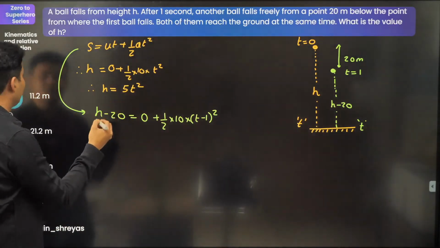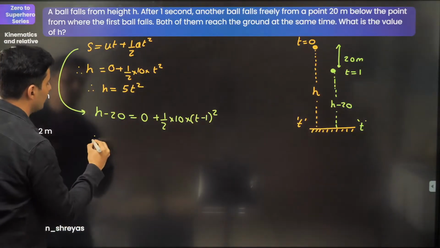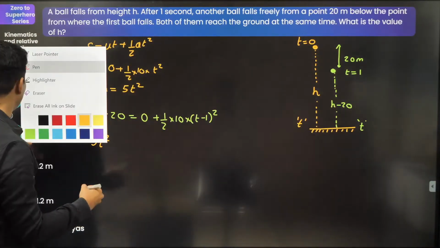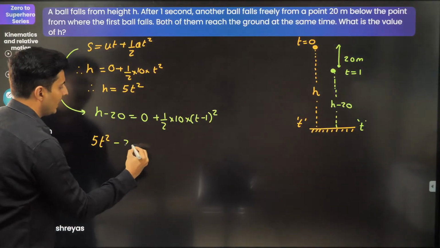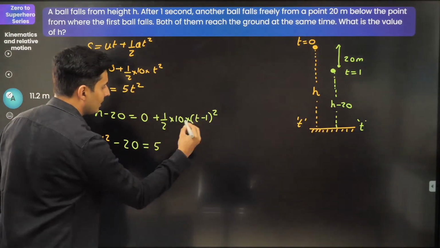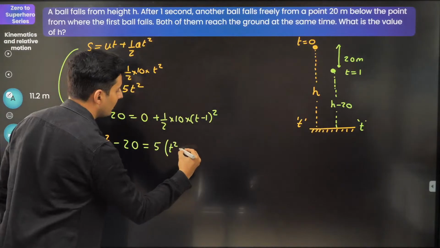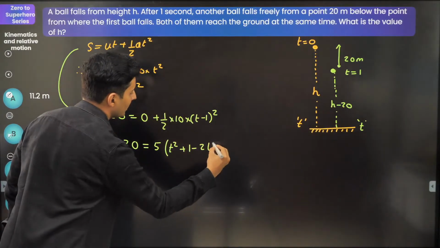Now h is nothing but 5t square, so just put 5t square from the top over here. Minus 20 is equal to 5. This whole expansion will be t square plus 1 minus 2t.